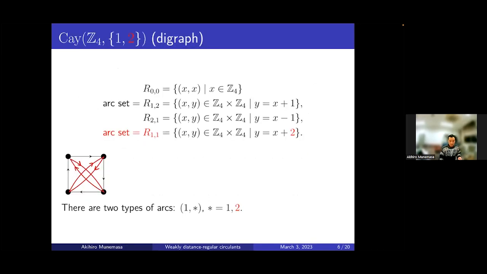Okay, here's an example. This is a Cayley graph on the cyclic group of order 4 with connection set {1, 2}. So this is not a Cayley graph but a Cayley digraph. In the picture we join two vertices x and y if y is 1 greater than x or 2 greater than x. So there are two kinds of arcs, that is, difference 1 or difference 2. Difference 1 constitutes a 4-cycle, and difference 2 gives just the diagonals.